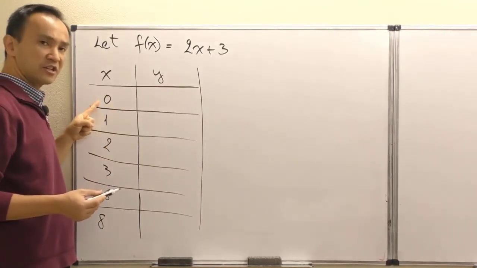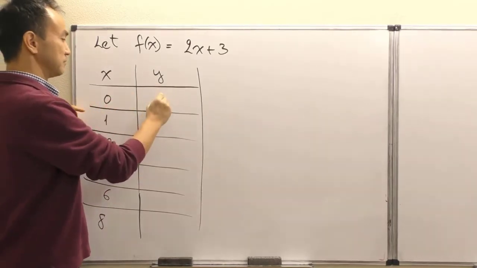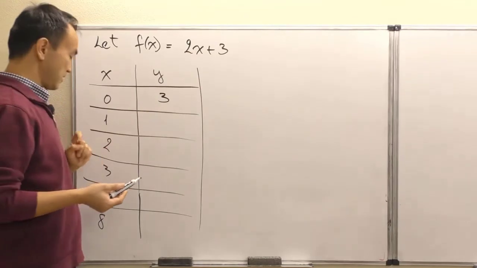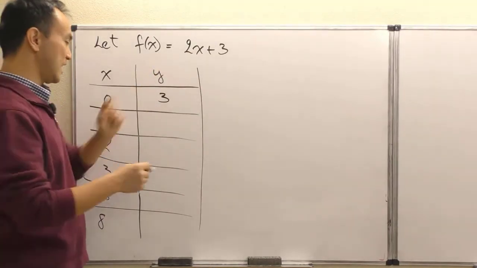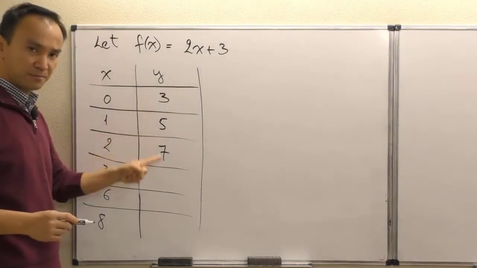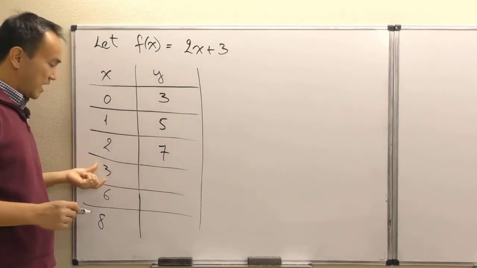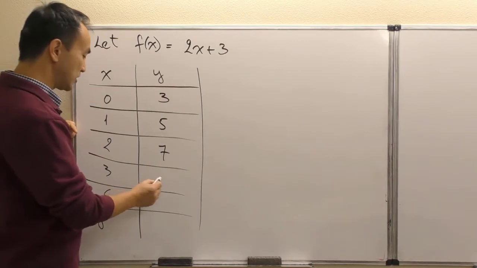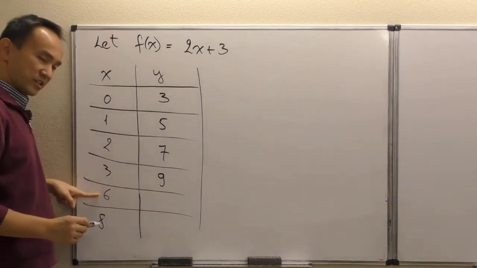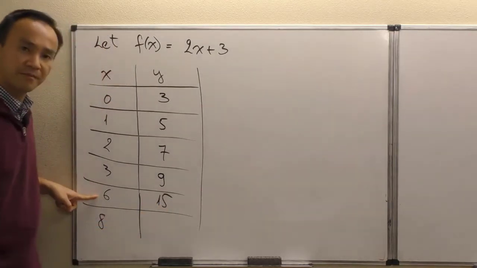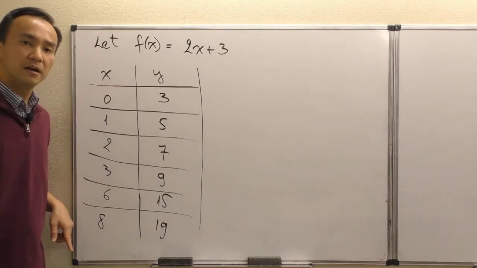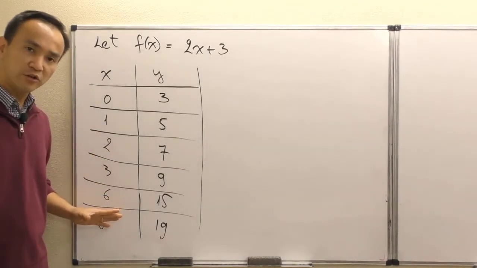According to the rule, with input x equals 0, we get 3. That's the output because the input 0 times 2 plus 3 is 3. When input x equals 1, we get 5. When input x equals 2, we get 7. You can always pause the video at any time to double check my calculations. When input x equals 3, according to this rule, the output is 9. With input x equals 6, we get 15. And with input 8, we get 19. Once again, you can pause the video to double check my calculation.